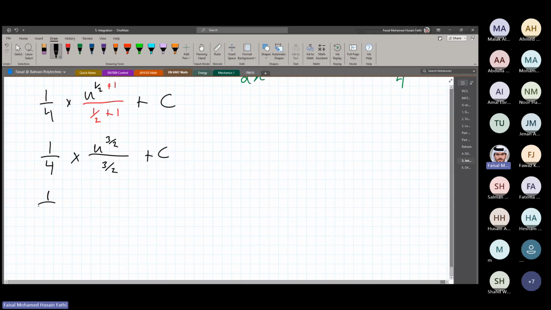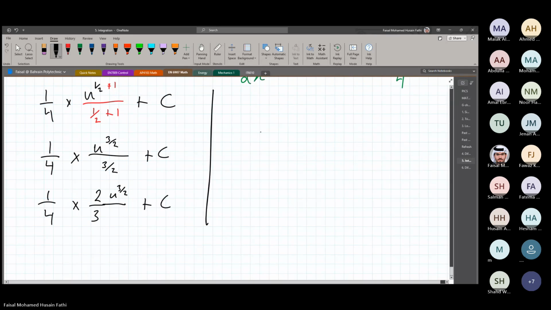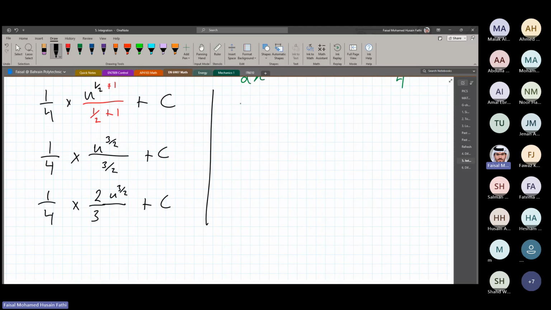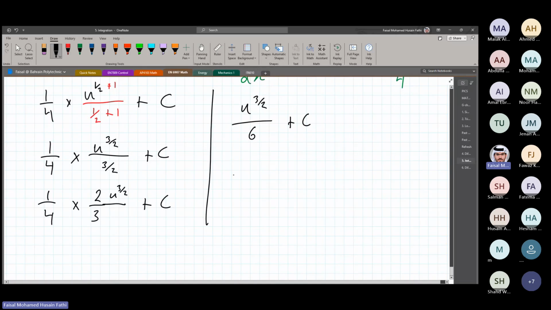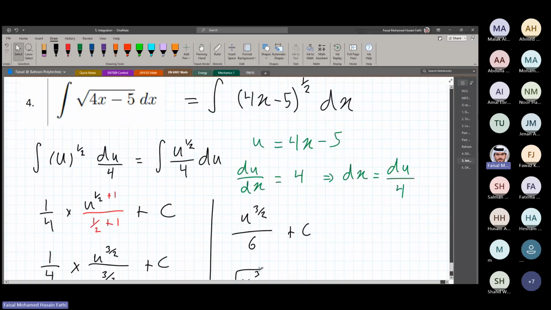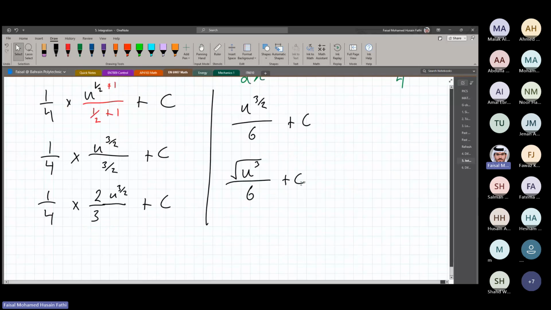In other words, this is 1 over 4 times 2 over 3, or 2u to the 3 over 2 times 3, simplifying this plus c. If we simplify it even more, it's going to give us 2u to the 3 over 2 over 12, which is u to the 3 over 2 over 6 plus c. Or in other words, you can say it's u cubed under the square root over 6 plus c. We can substitute now 4x minus 5 for u. So this is equal to 4x minus 5 cubed, under the square root, over 6.